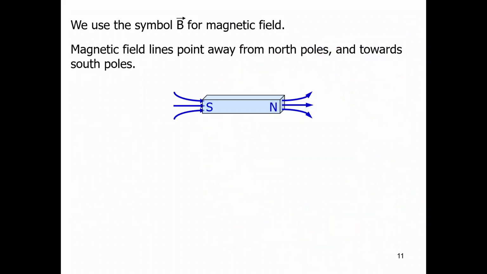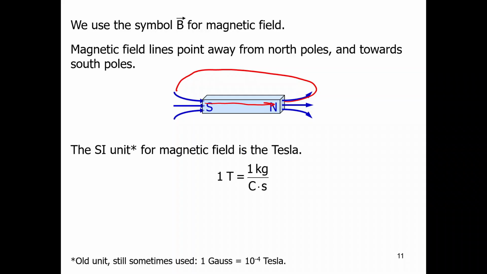So we do use the symbol B for the magnetic field. The magnetic field lines always go away from the north and towards the south outside. But remember, they loop back around inside from south to north. So inside they go from south to north, outside they go from north to south.